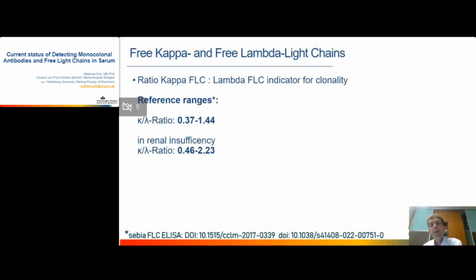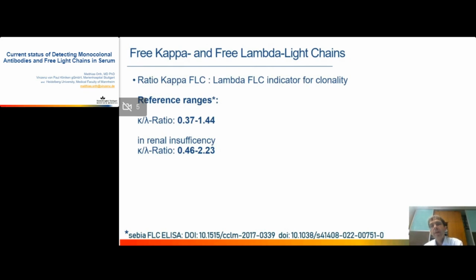The reference range is an indicator for clonality. So if there is a normal production of free kappa and free lambda chains, the reference range of this ratio is about 0.37 to 1.4. And in patients with renal insufficiency, the kappa ratio is a bit higher, about 0.46 to 2.23.